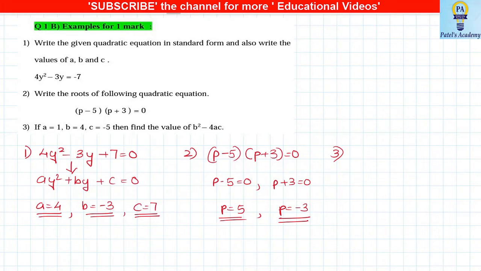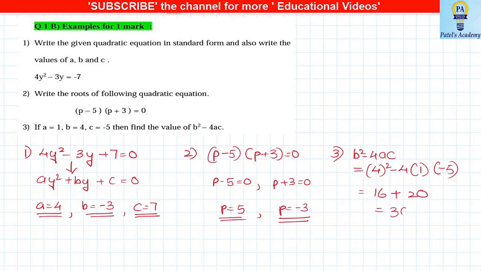They have given the value of a, b, c. You have to find the value of b square minus 4ac. That is, we have to find discriminant. So b square minus 4ac equals to, the value of b is 4, minus 4 into the value of a is 1 and the value of c is minus 5. So that is 4 square is 16, minus into minus is plus 20. So the answer is 36. The value of b square minus 4ac is 36.